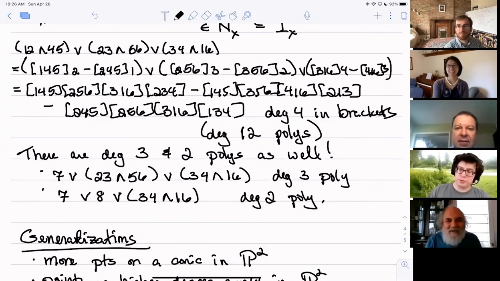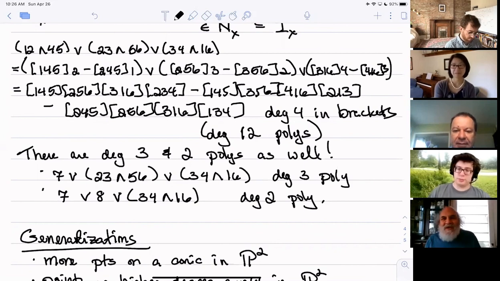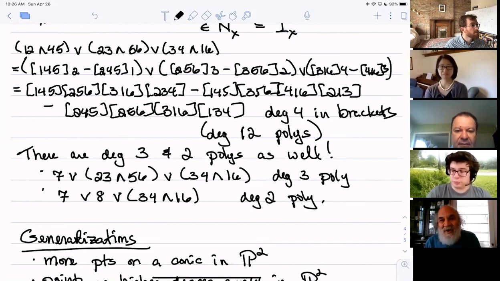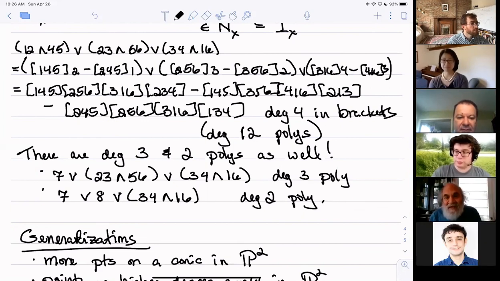I have a question. I'm wondering how this bears on the more general question: you're given an arbitrary arrangement of points, and you want to find the equations that characterize the matroid on those points.